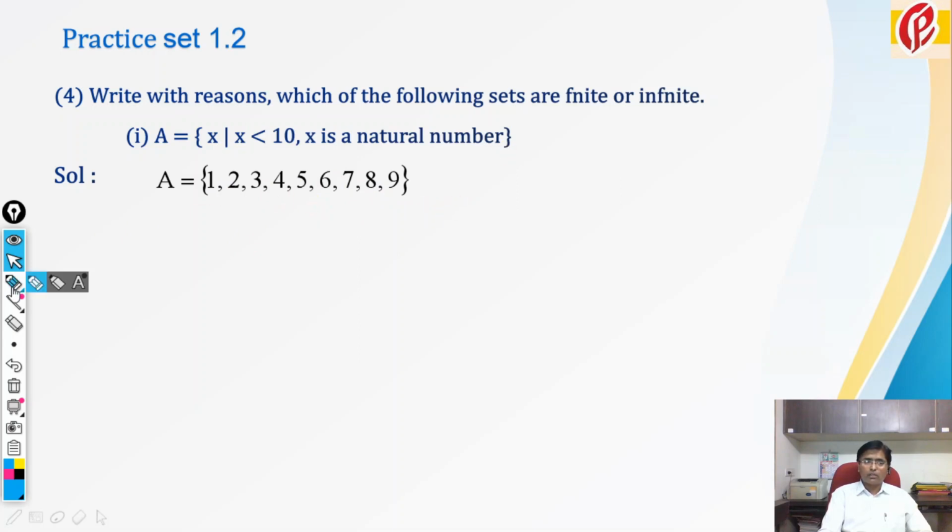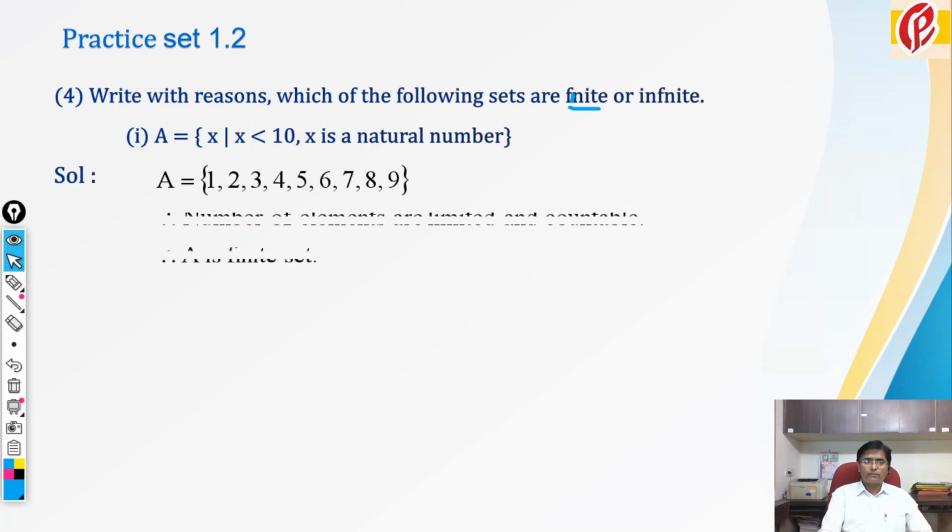So this is what type of set? Finite set. So A is a finite set. So number of elements are limited and countable, therefore A is a finite set.